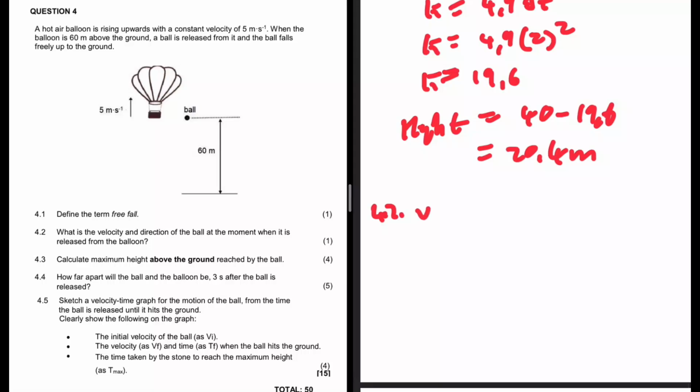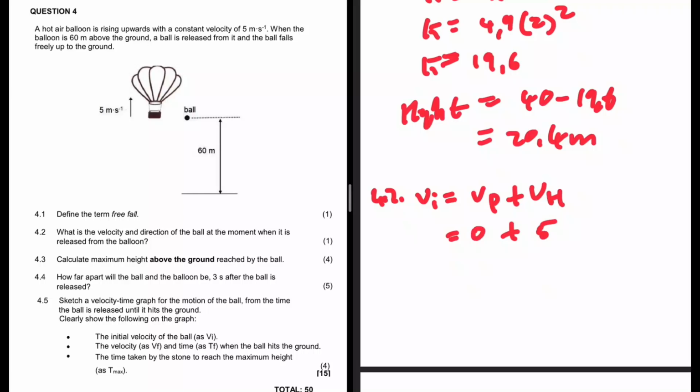Another thing that we have talked about inside the course, right? We have said that the initial velocity of a ball in a balloon is equal to the velocity at which it is projected plus the velocity of the hot air balloon. So what is the velocity at which it is projected? The ball is released, right? So the velocity at which it is projected is 0. What is the velocity of the hot air balloon? 5 meters per second. We're taking up as positive. So that is the initial velocity of the ball after it is released from the balloon.